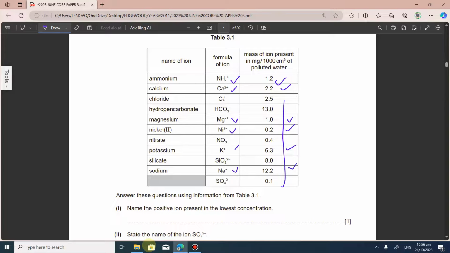So we see this 1.2, 2.2, 1.0, 0.2, 6.3, 12.2. The lowest value here is 0.2. The question asks to name the positive ion present in the lowest concentration. So you can simply write Ni2+, or of course we know that this is nickel. So it's nickel 2+, or you could also simply write nickel. All right, so that has been answered.